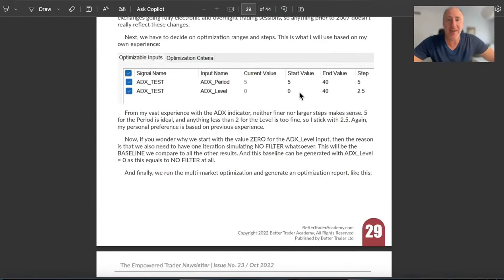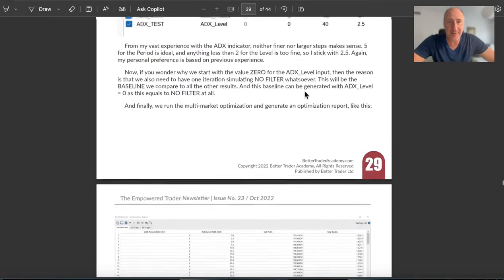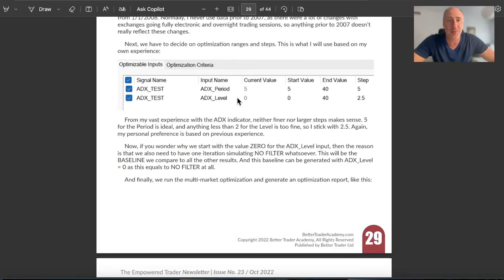Why 0? Think about it. Because that's the baseline, okay? So we need to create a baseline. What happens if we do not trigger this filter at all? And then from this baseline, we progress and see what the differences are if we deploy different combinations of ADX period and ADX level.